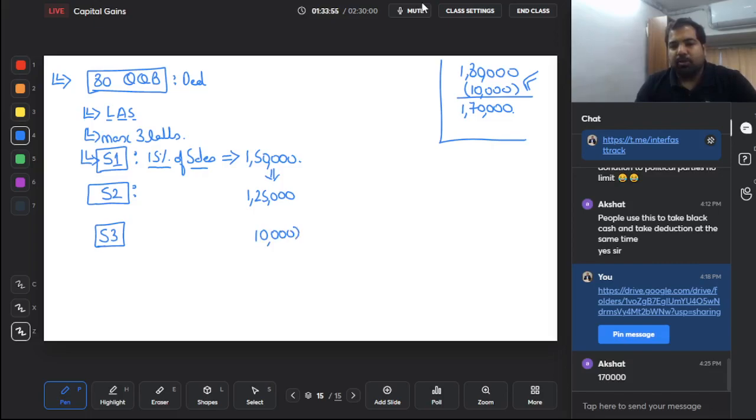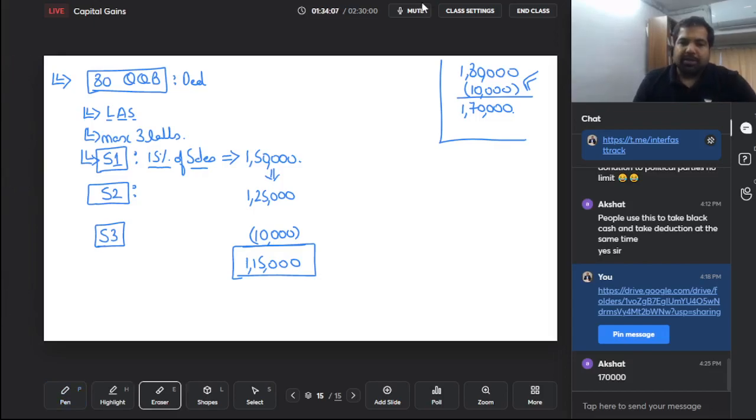So 10,000 I'm removing. So 1,15,000. So finally, will we get a deduction? Yes. Of how much amount? 1,15,000. What if this was 3,15,000? Then maximum 3,00,000. So that's the concept, guys.